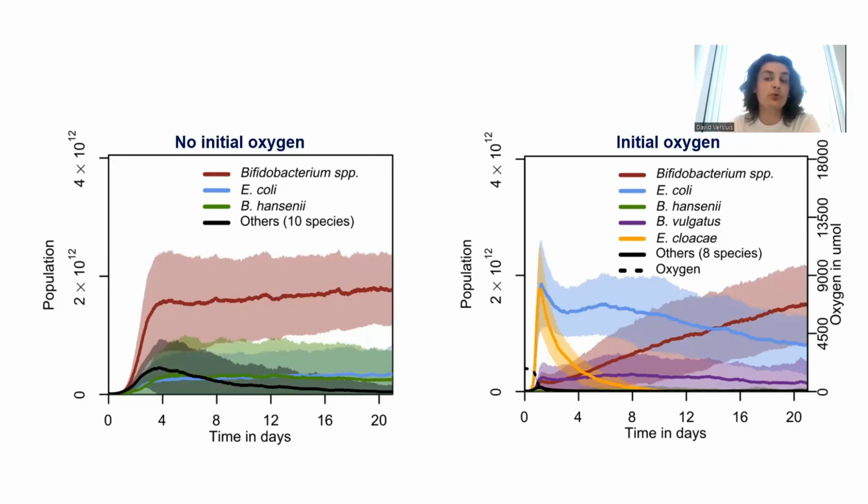But when we do add oxygen on the right, we see that while it's depleted very quickly, it gives E. coli and Enterobacteriaceae such a boost that it continues to be the largest species even after the oxygen is depleted, until it is often surpassed by Bifidobacterium, which is exactly what we see happen in infants. In this way, the computational model allows us to generate hypotheses on bacterial colonization and succession in the infant colon.